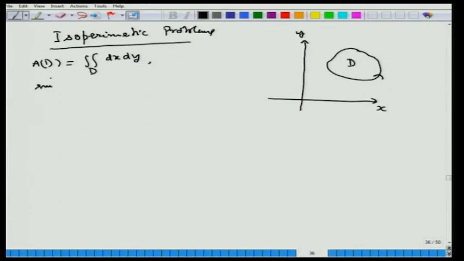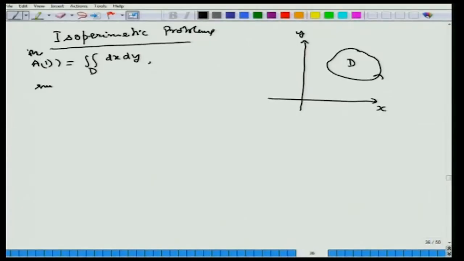So, we have to optimize this, or maximize rather. So, maximize this such that this length, which is the integral of ds, where s is the arc length, is fixed. So, L is fixed here. That is what we have to do here. So, the area is to be maximized subject to the condition that this length L is a given fixed number.